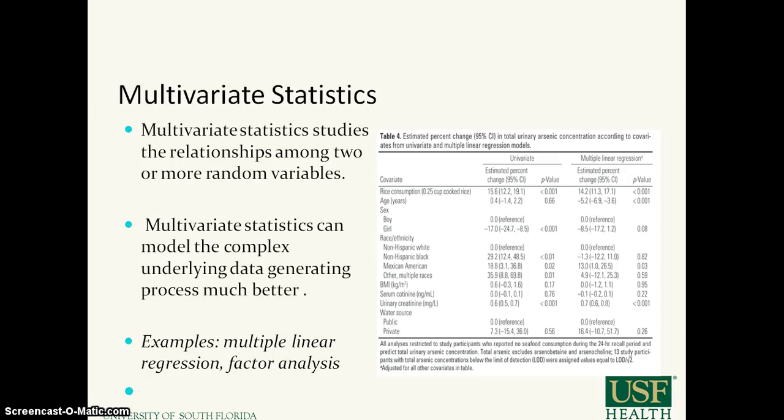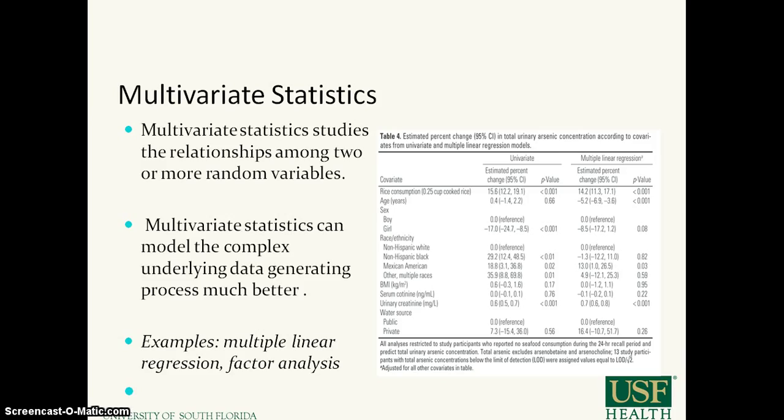Okay, and the multiple linear regression outputs are the results, like the effect of age, the effect of rice consumption on the outcome after you take into account all the influence from other factors such as age and sex and race, ethnicity. So it's a more complete picture compared to just looking at the bivariate analysis.